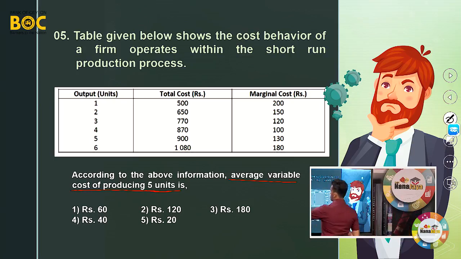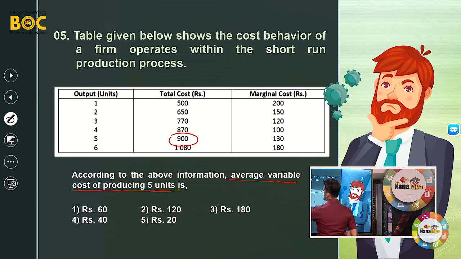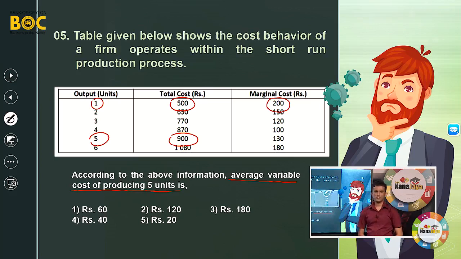They have given us the total cost at 5 units. The total cost is rupees 900. At the same time, if you look at the starting point of the table, it says if they produce 1 unit, they have to incur a total cost of 500 and a marginal cost of rupees 200.